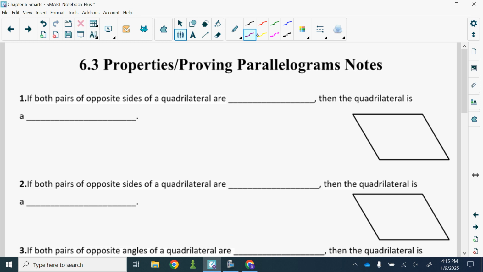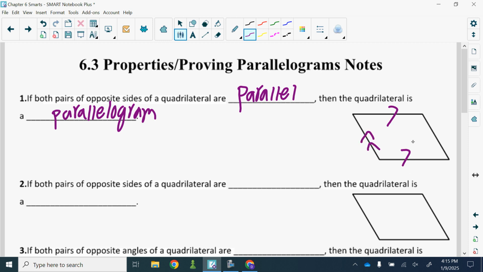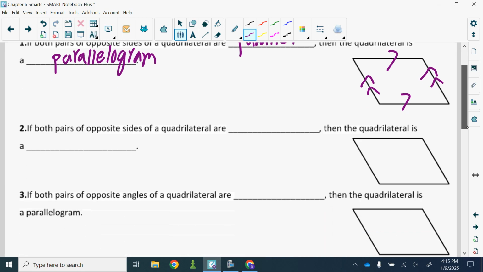Now, you're essentially just going to be answering yes or no on whether a quadrilateral is a parallelogram and then justifying your reason with the properties. So property one, which we have stated before: if both pairs of opposite sides of a quadrilateral are parallel, then the quadrilateral is a parallelogram. That's literally the definition of a parallelogram that we went over last time. So this is parallel to this guy, and this guy is parallel to this guy.